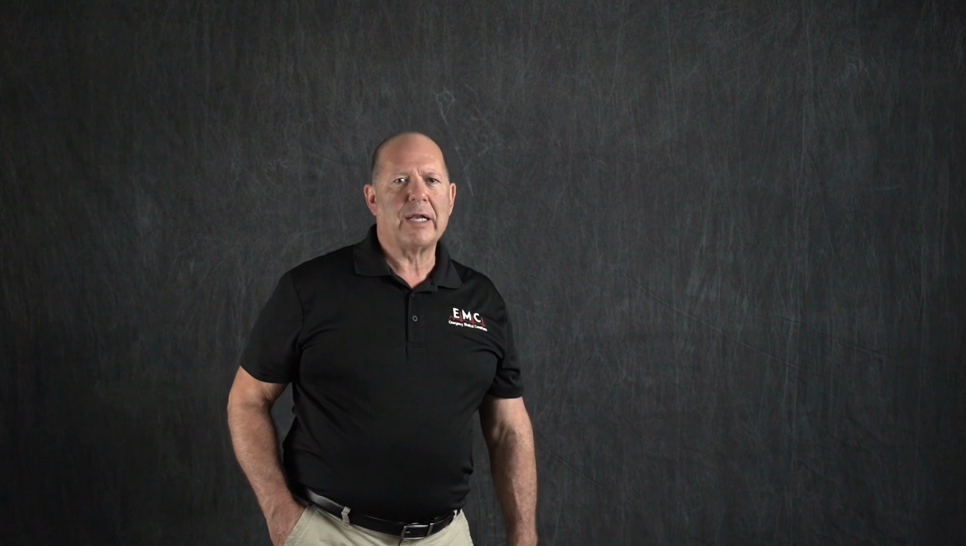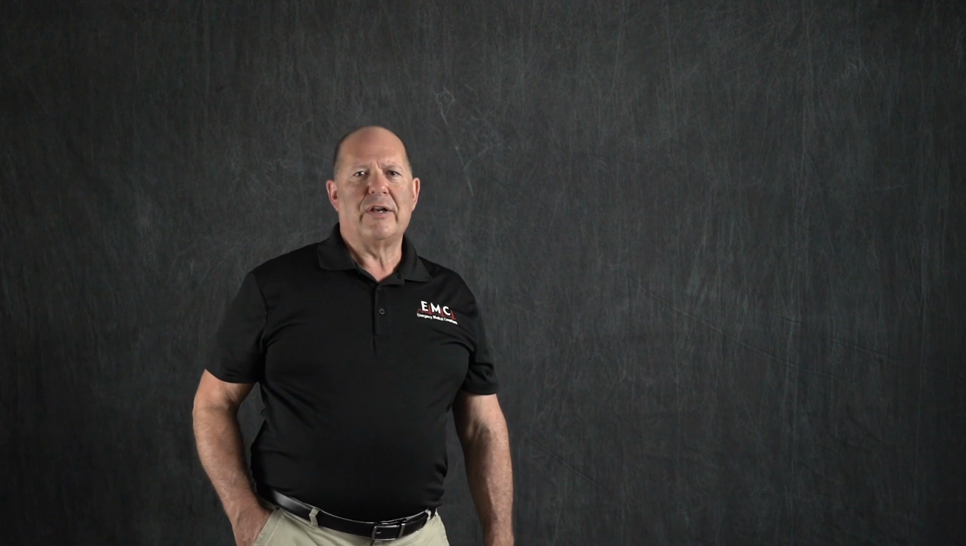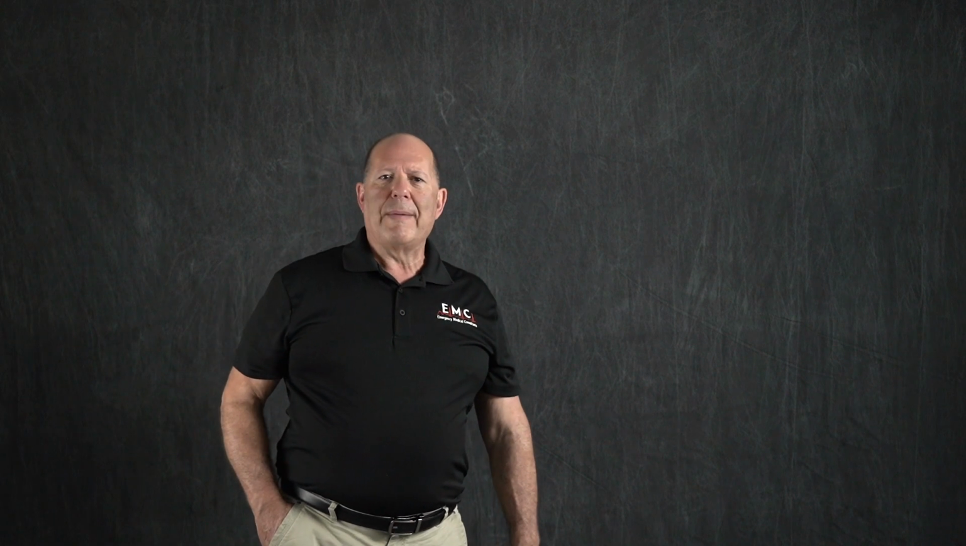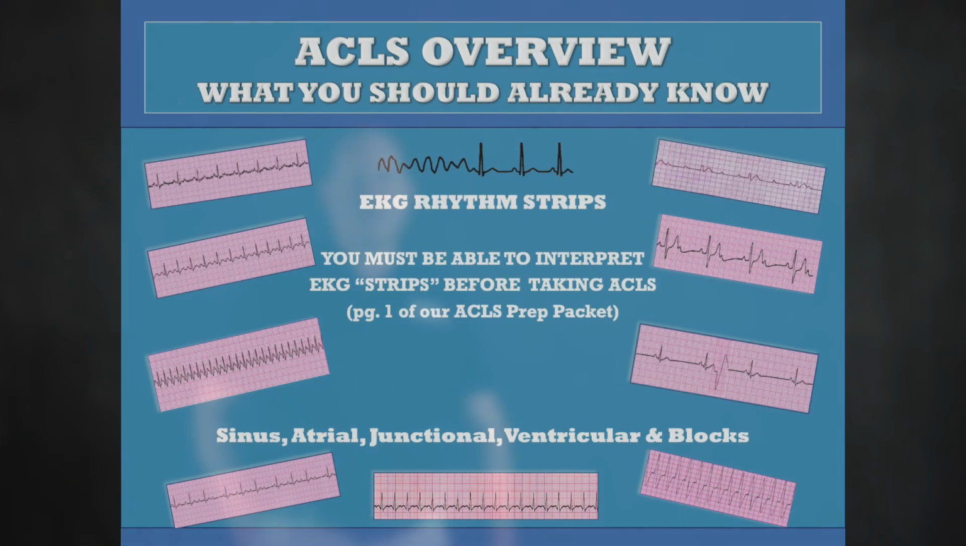So in this section, we finalize putting it all together and overviewing the key points that you should be ready to test on, as well as the algorithms you should be ready to manage as a live case. Remember that you need to be able to interpret EKG rhythm strips when you get to your ACLS evaluation, whether we're talking about the written exam or case management with a patient sitting in front of you. You need to be able to identify standard sinus rhythms or arrhythmias, atrial rhythms, junctional rhythms, ventricular rhythms, and a few heart blocks.